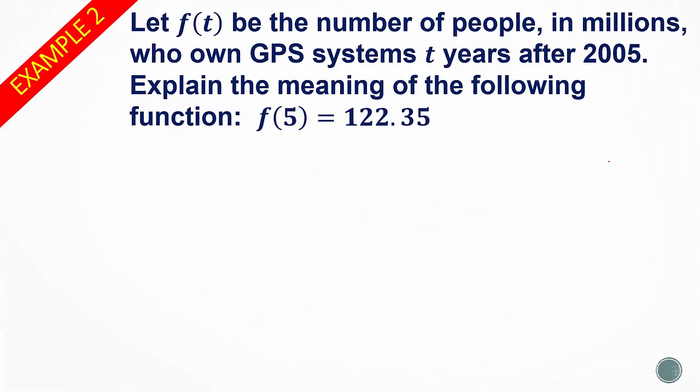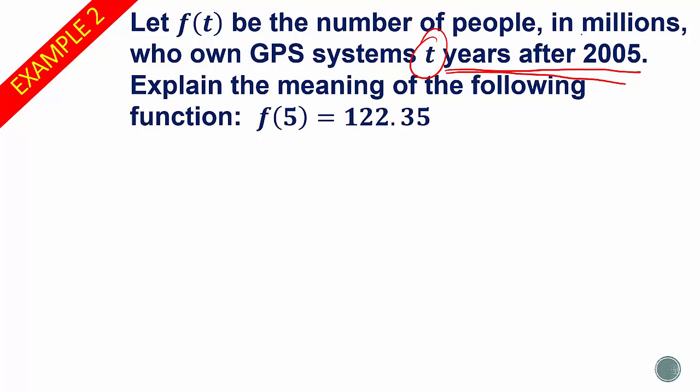All right, second example. Let f of t be the number of people in millions who own GPS systems t years after 2005. Explain the meaning of the following function. All right, so a couple of things here. We've got f of t, and we're told what t is. T is the number of years after 2005. This is important, because your answer is going to depend on whether or not you realize this.